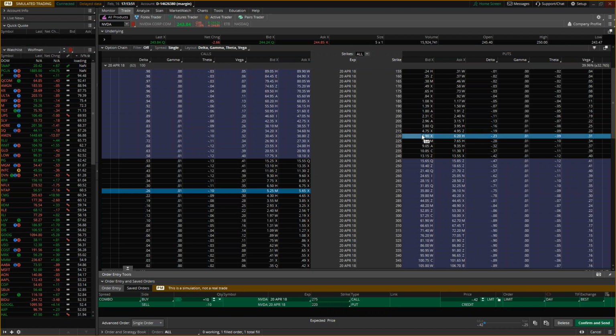So just make sure your puts are further away than your calls, and you still get a credit. I can't emphasize that enough. I know I've said it 1,000 times, but just make sure if you're setting this up, that's how you set it up. But know that when you're doing that, you're playing a contrarian trade. That's part of your risk as well.